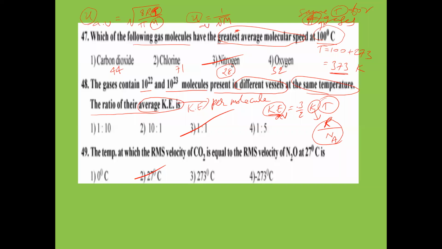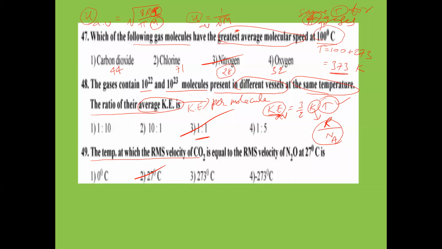When temperature is the same, average kinetic energy will be the same. That means the average kinetic energy depends only on temperature. It does not depend on the nature of the molecule, the number of gas molecules, or the volume of the gas. Kinetic energy depends only on temperature. That's why the ratio will be 1. The kinetic energy of two gases must be the same because they are at the same temperature. Is that clear?